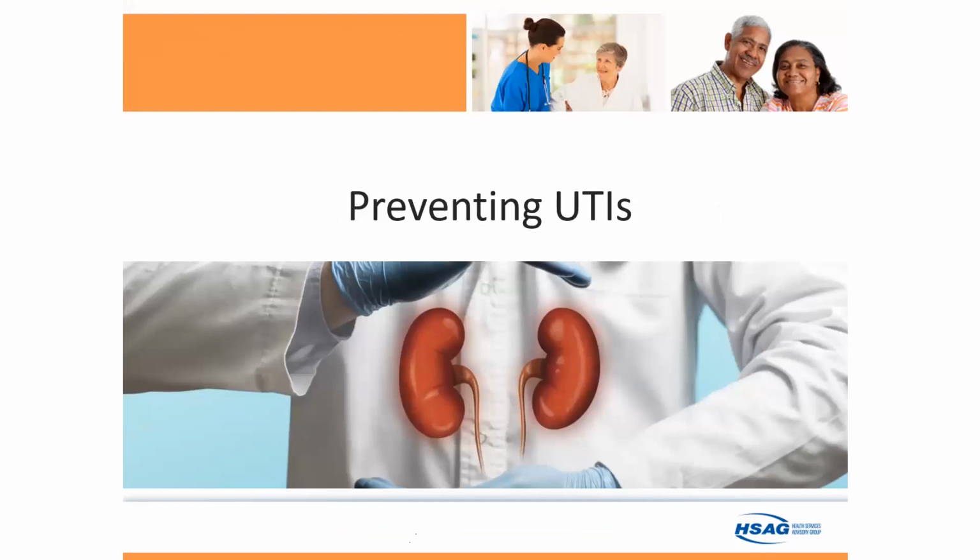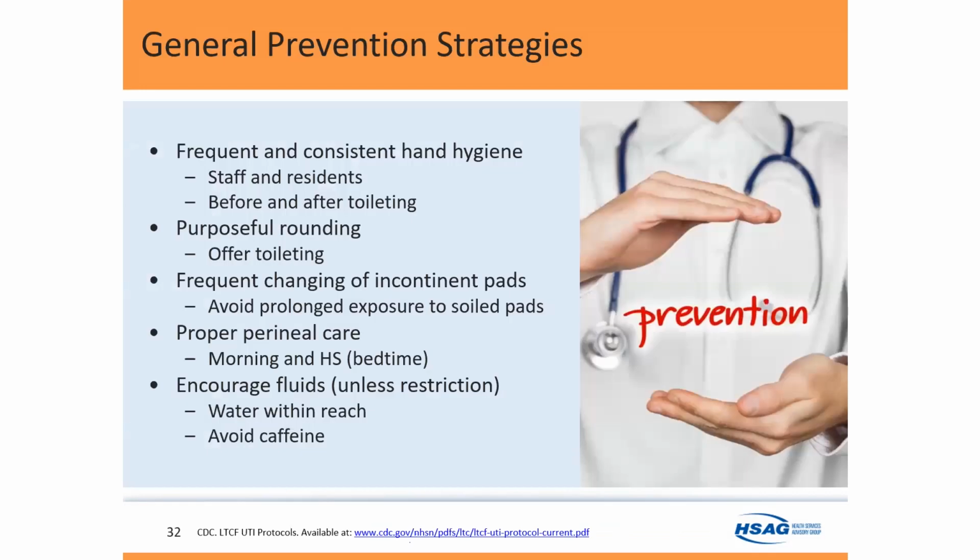Now let's take a look at how to prevent UTIs. Frequent and consistent hand hygiene for staff, residents, and family members, especially before and after toileting. Perform purposeful rounding with toileting. Change soiled pads as often as possible to prevent prolonged exposure to the skin. Perineal care, morning, bedtime, and as needed. And as long as the resident is not on a fluid restriction, encourage those fluids. Make sure we keep that water pitcher within reach and avoid caffeine, because as we know, it can cause dehydration and also be a risk factor for UTI in itself.